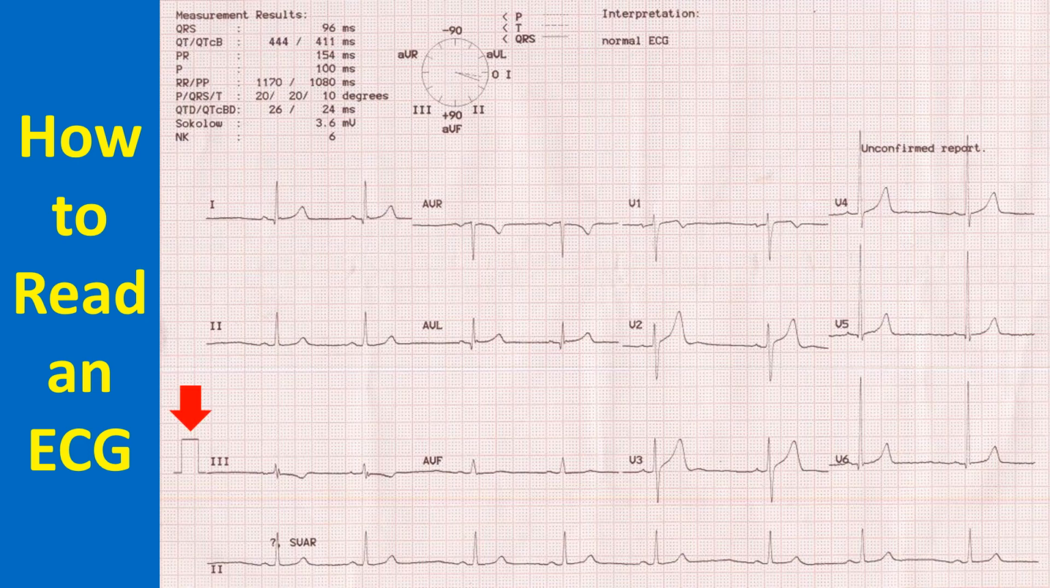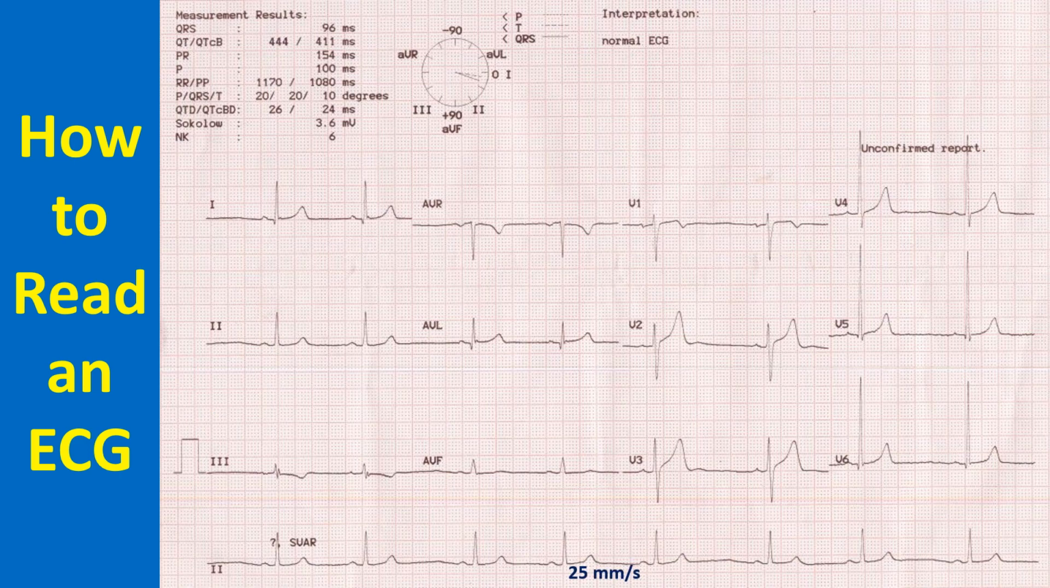Next, we will check the standardization pulse. Usually, standardization is 10 mm for a millivolt. It should be a nice rectangular pulse. If the complexes are very tall, ECG may be taken at half standardization of 5 mm per millivolt. Double the usual standardization with 20 mm per millivolt can be considered for very small complexes.